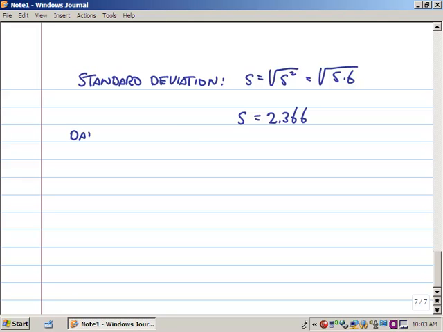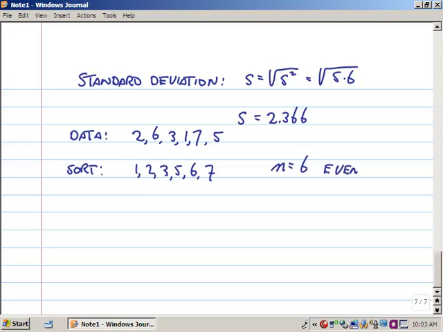Alright, so we have our data set, and then we're going to sort them so we can get the median and mode, hopefully. Data set originally was 2, 6, 3, 1, 7, 5, and when we sort the data, it boils down to 1, 2, 3, 5, 6, 7. Okay, we have n equal to 6, which is even. So we'll need to take the middle 2 and take the average. Alright, so the median is the average of the data values 3 and 5, which clearly is 4. Which, by the way, is the same as the average, right? So the median and the average are the same.